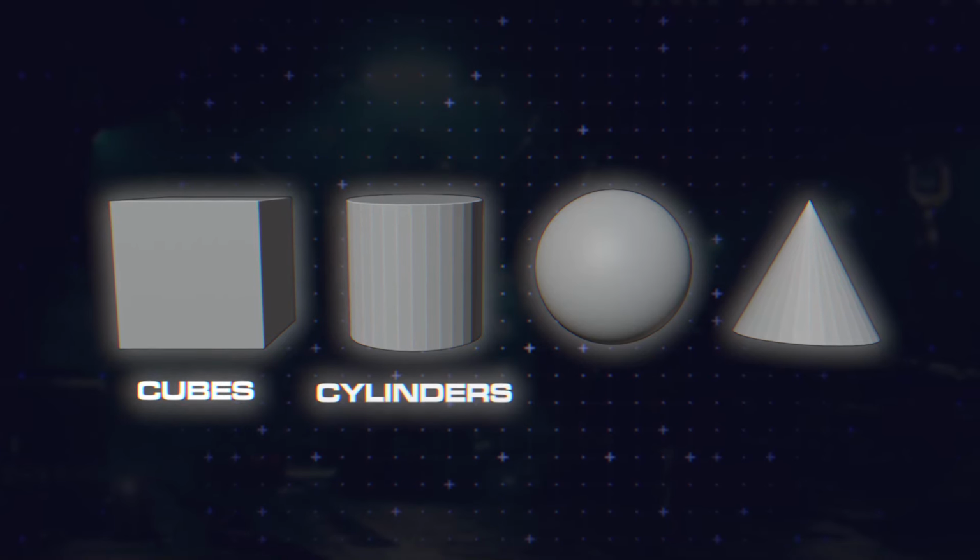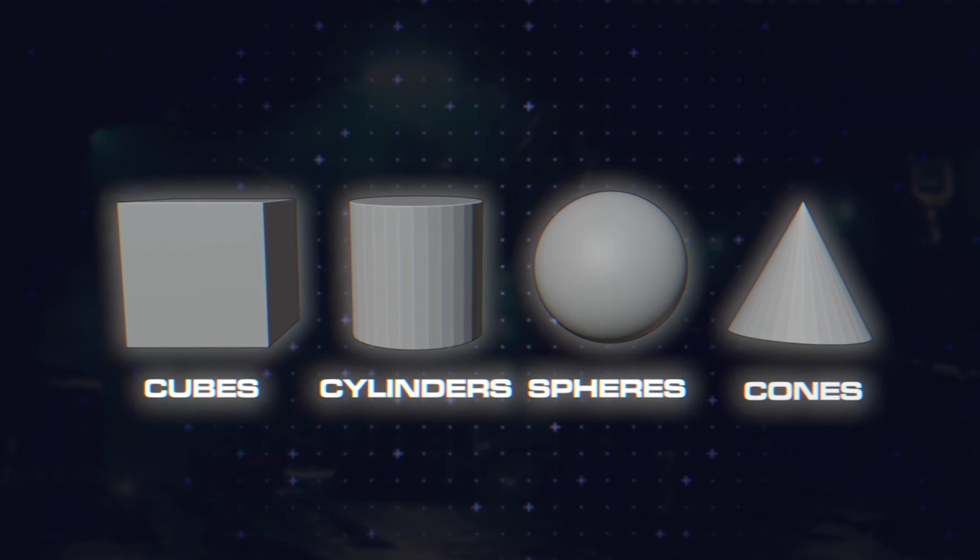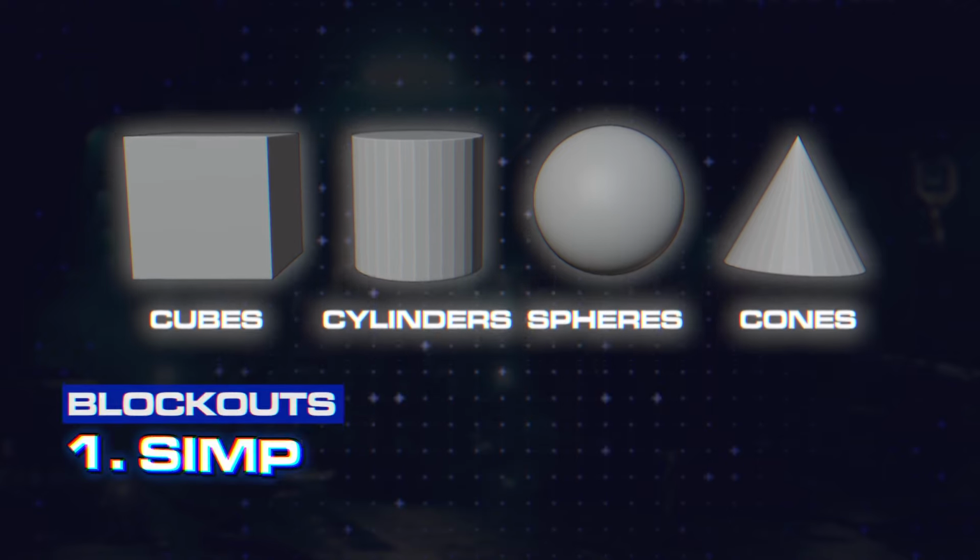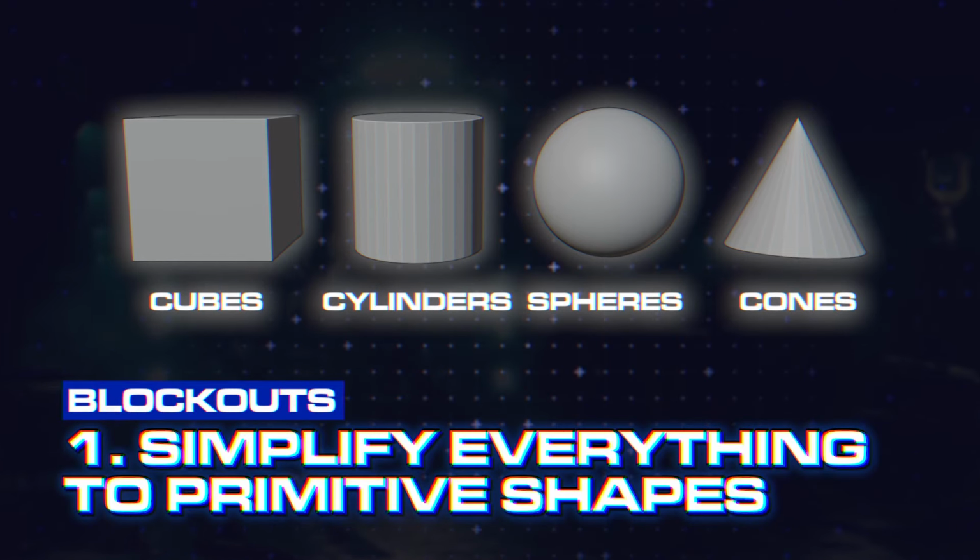Now, in order to create good blockouts, you need to understand how to perceive or see the world in primitive shapes. So cubes, cylinders, spheres, and cones. You need to train your brain to simplify everything to primitive shapes. That's going to allow you to create blockouts.